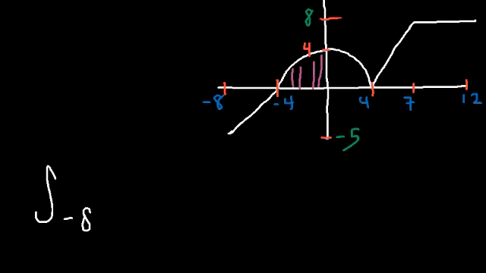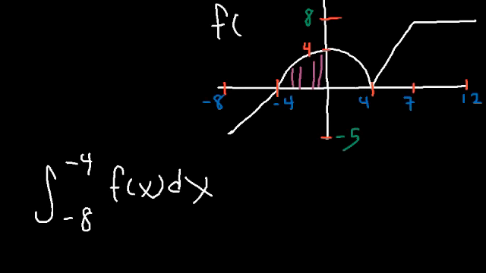Let's say the integral from negative 8 to negative 4 of f of x dx, where this function is f of x. From negative 8 to negative 4, we're looking for the area of the triangle. The area of that triangle has a base of 4 and a height of 5. 4 times 5 is 20. Half of 20 is 10. So this is going to be negative 10, since it's below the x-axis.